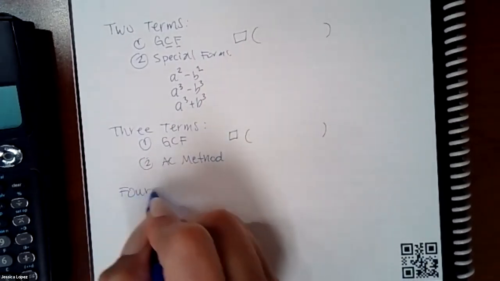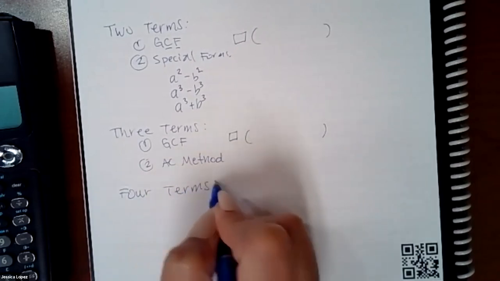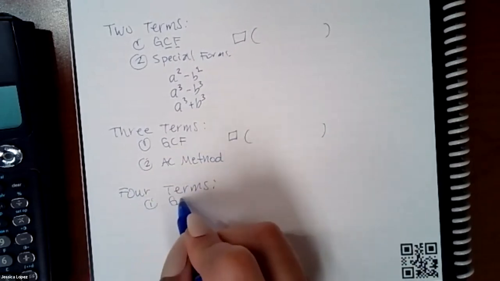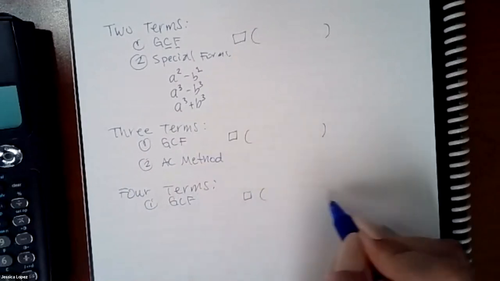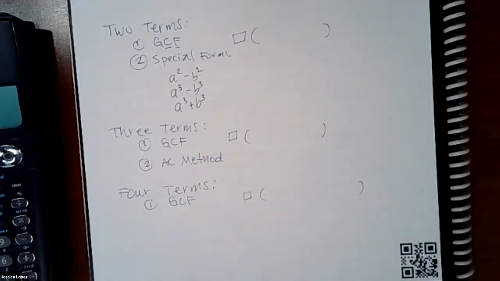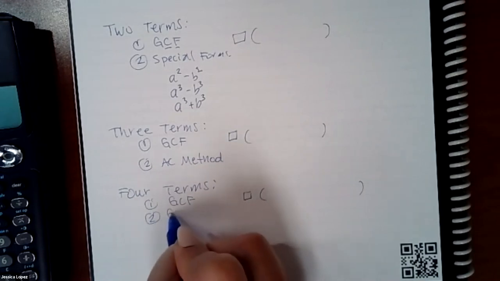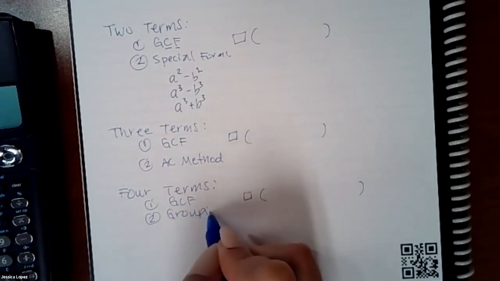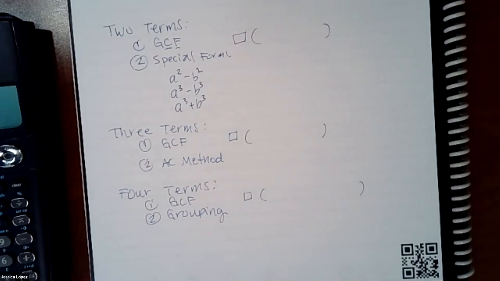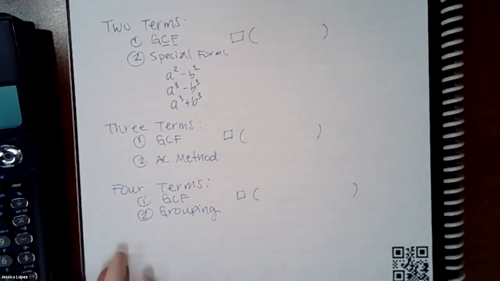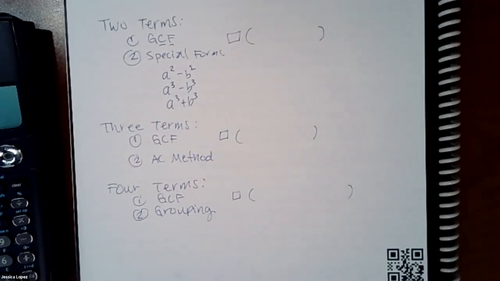For four terms, you're going to always do GCF first. So factor something out of all four. And then you're going to do the grouping. Okay, so that's how it works out. So you have to know how many terms you have to know what you're going to be doing. Okay, and this AC method does require you to group. So more often than not, you'll be grouping a lot.